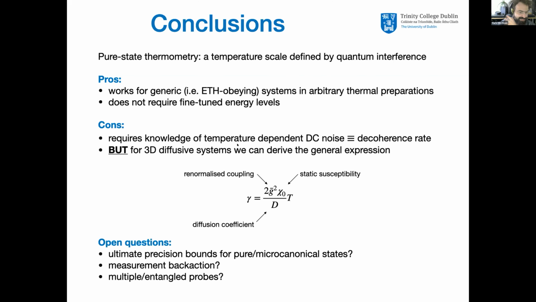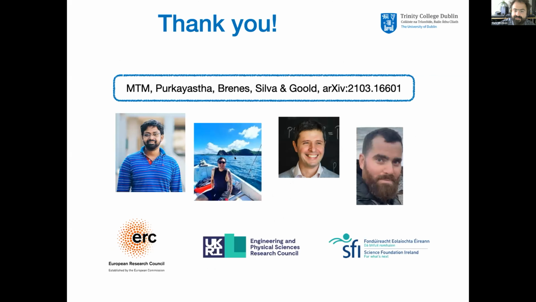However, you do need detailed knowledge of this decoherence rate in order to infer temperature. But we were able to derive some general expressions based on hydrodynamics, which just depend on a few macroscopic parameters. And I think this opens up some interesting questions, such as how can we derive the ultimate precision bounds for states beyond the canonical ensemble? Okay, and so with that, I thank you for your attention.